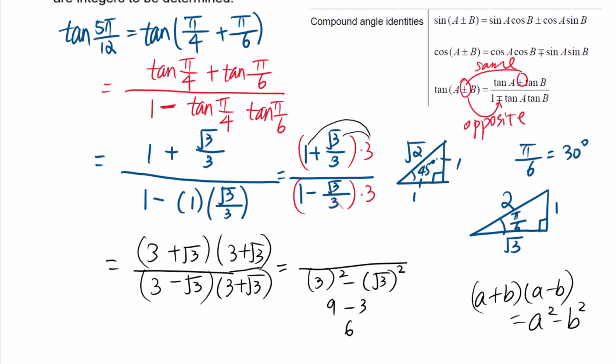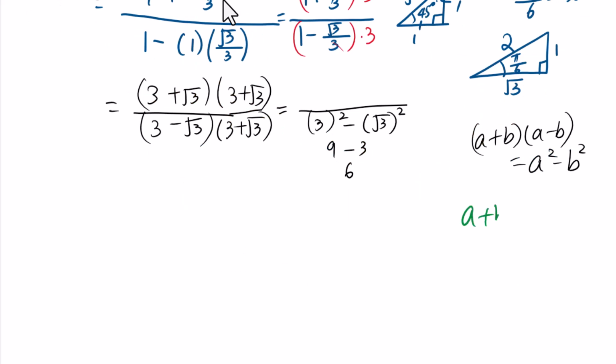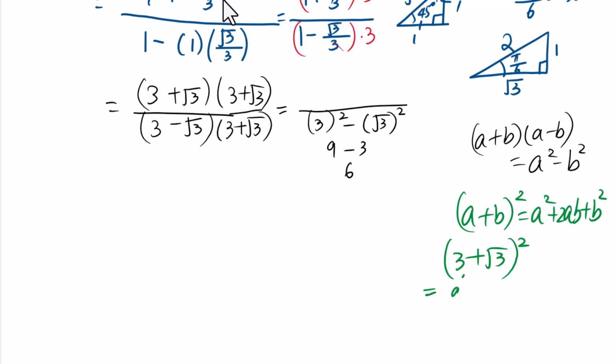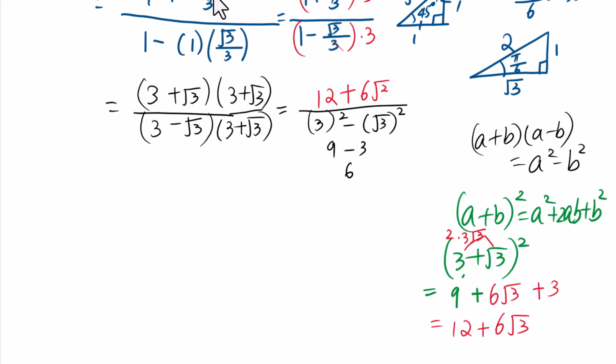Look at the top. We will use a plus b squared equals a squared plus 2ab plus b squared. 3 plus square root of 3 squared equals 3 squared is 9, plus 3 times square root of 3, 3 square root of 3, then times 2, 6 square root of 3, plus square root of 3 squared is 3. So 12 plus 6 square root of 3.